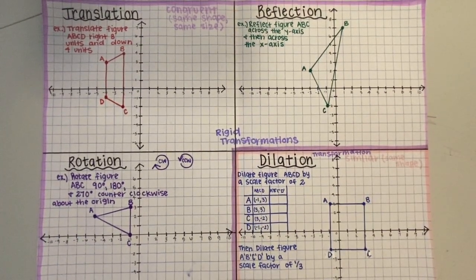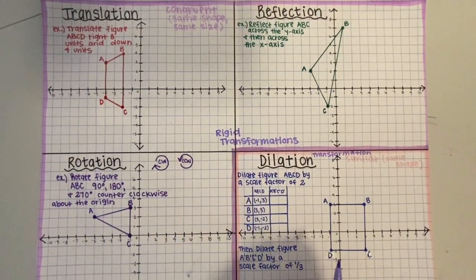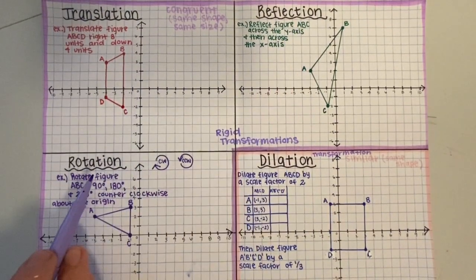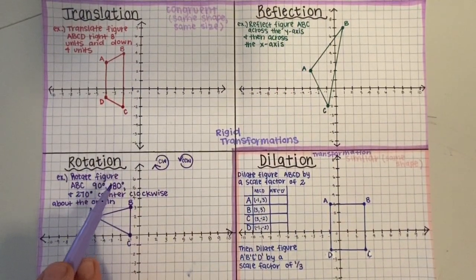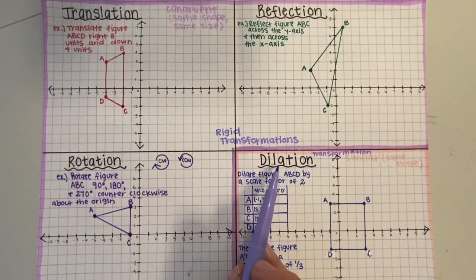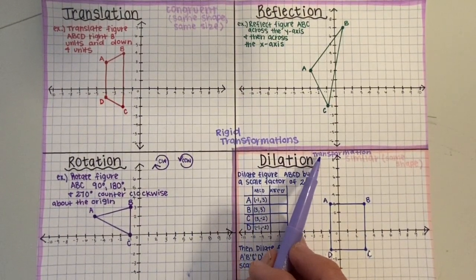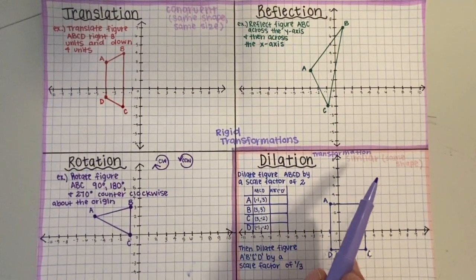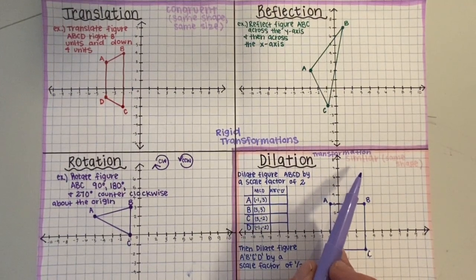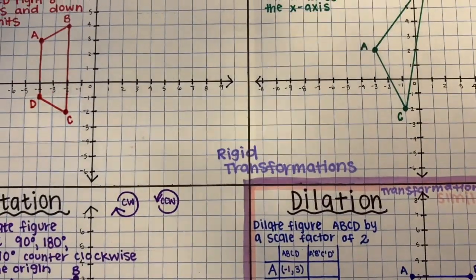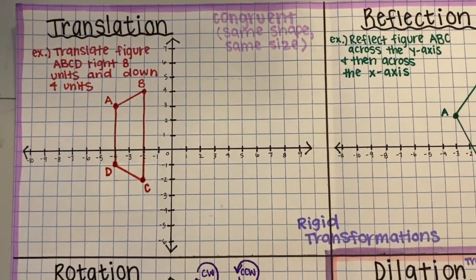So we're going to go into details about all 4 of these, but we're going to remember that these first 3, the translation, the reflection, and the rotation, create congruent figures. So we call them rigid transformations. Dilation is a transformation that creates similar figures because it does change our size. So let's look specifically at each type of transformation. So first we have a translation.